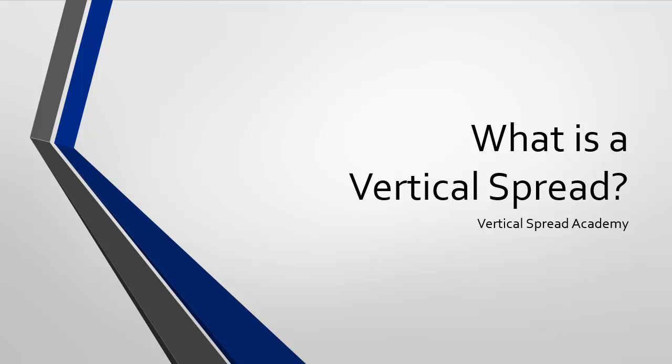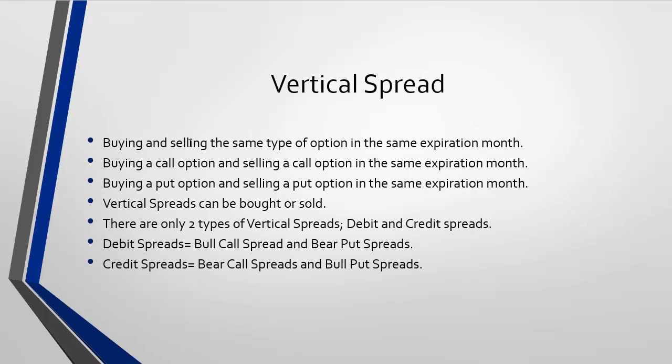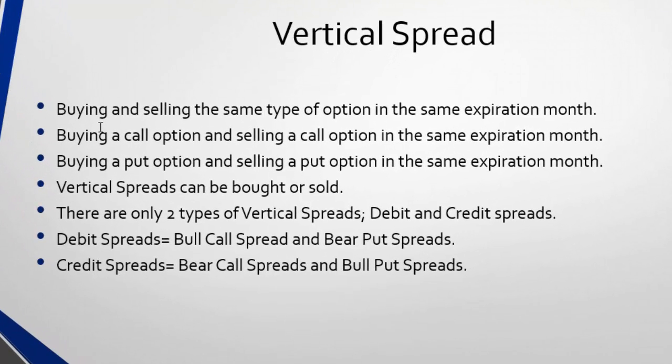So what is a vertical spread? We're going to start with just a few bullet points here, and then we'll dive into the platform and look at some of this stuff in action in the option chain. So first of all, a vertical spread is a simple concept. All you're really doing is you're buying and selling the same type of option in the same expiration month.